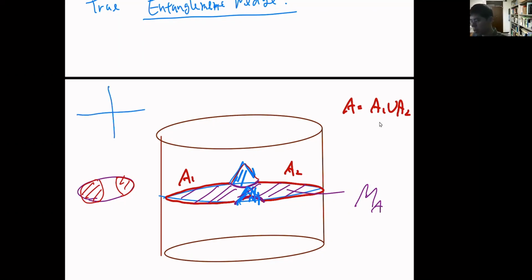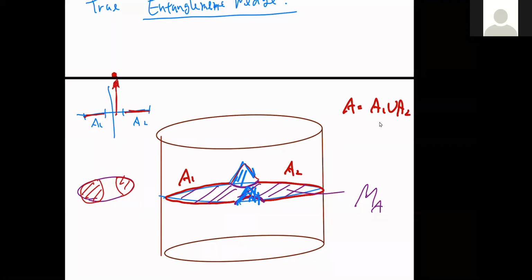So you can talk about this with A1 and A2. For example, this point is not allowed, right? This point is not in the domain of dependence, because it can also come from here. You can connect a timelike geodesic to this point, but this point is also included in the entanglement wedge. So I think that's larger. Thanks.